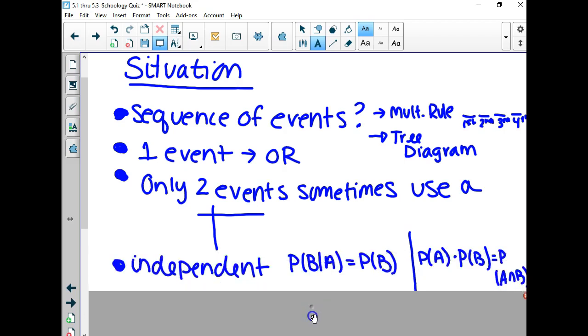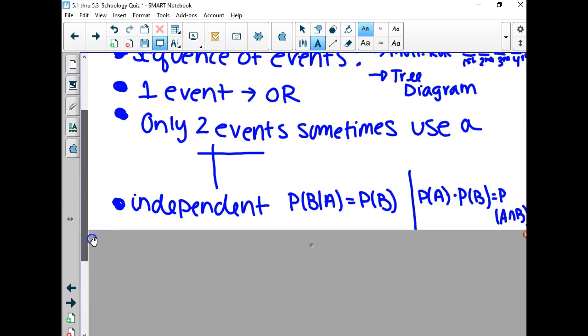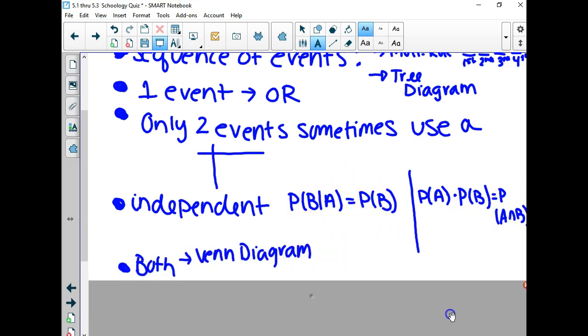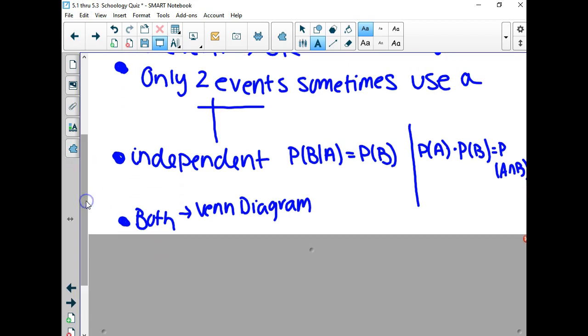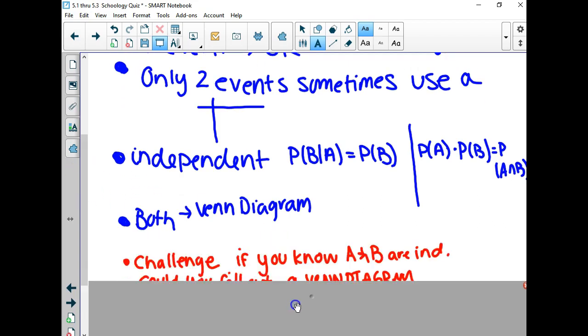Please, please, please make sure you know both ways to prove independence. They are both very important. You only need to use one way to show me when I ask, are they independent? You cannot just give me an explanation. You need to use some sort of math using strategy 1 or strategy 2. If you see the word both, that means you need to use a Venn diagram. Where do you start? The middle.